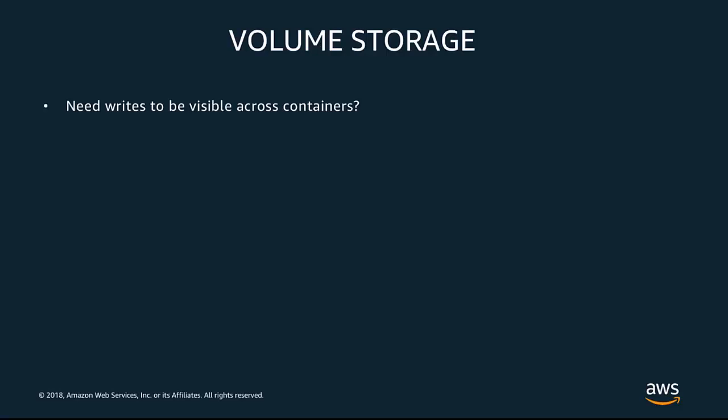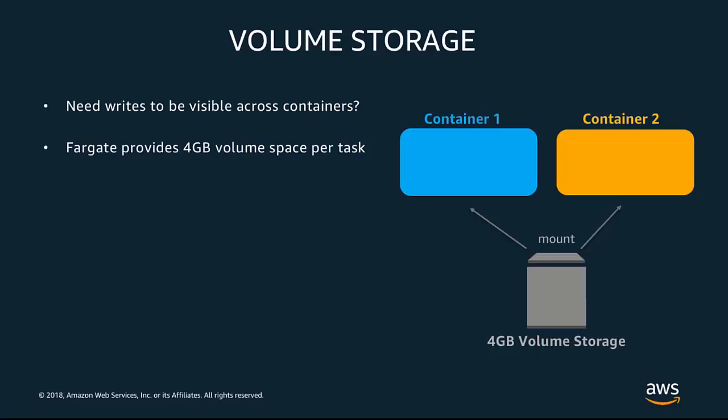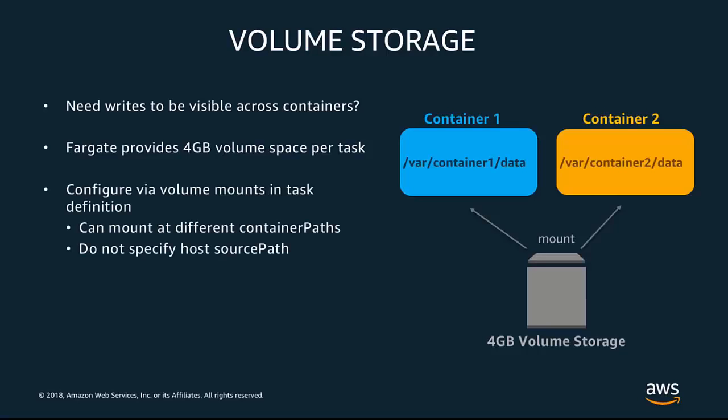So for volume storage, if you need to have writes that are visible across containers for things like monitoring containers that run in conjunction with your application container, Fargate provides 4 gigabyte volume space per task, and you can configure each of these tasks to mount within the different container paths, and you don't need to specify a host source. And these are configured via the volume mounts within your task definition. This is also ephemeral. So once these tasks stop, this data is no longer available.